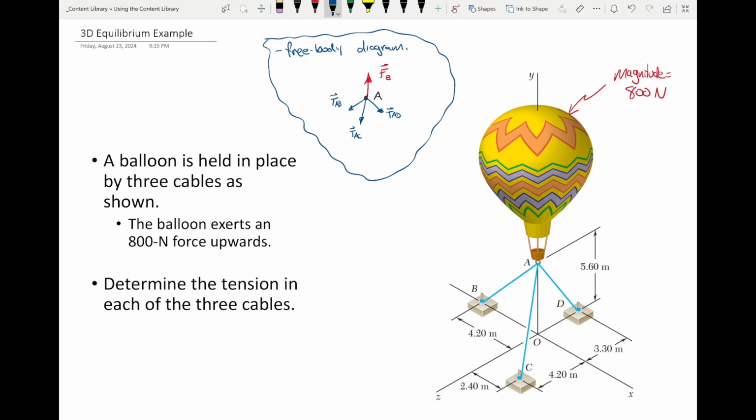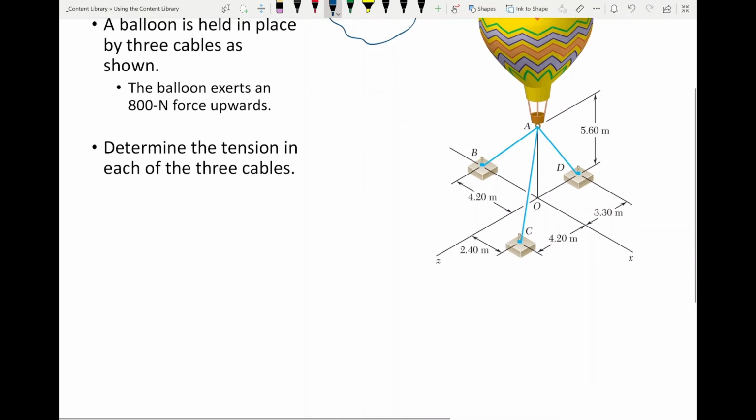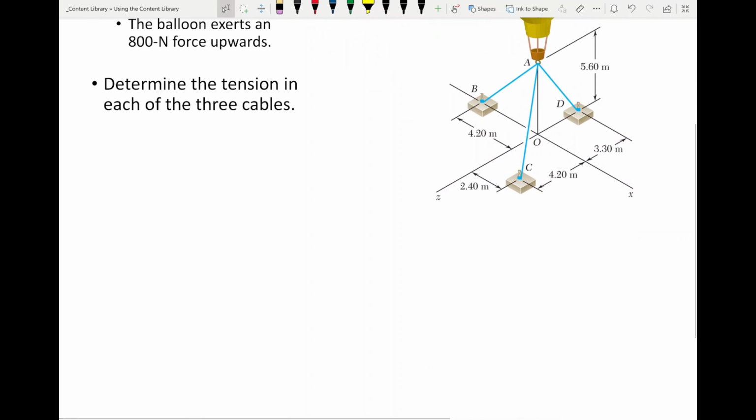All right, am I good to scroll away from my free body diagram? I don't think there's a lot there that's hard to interpret.